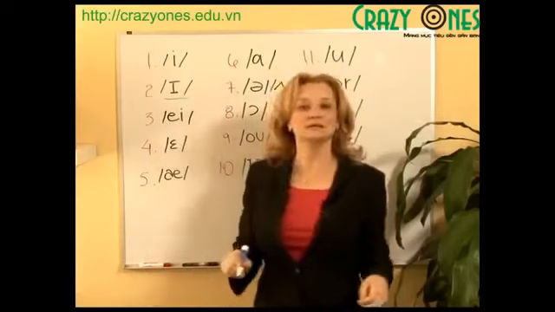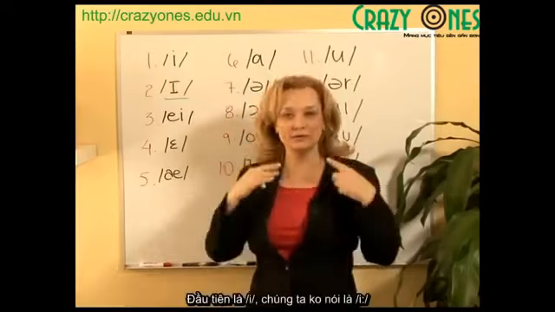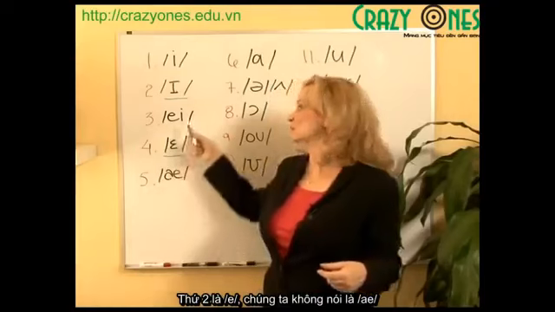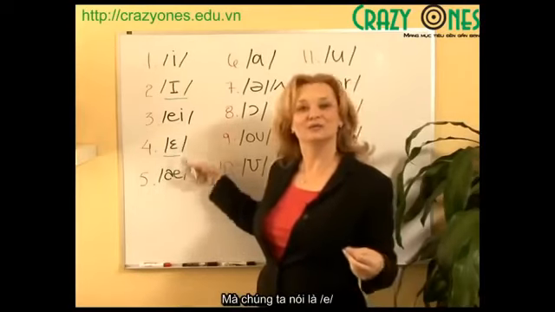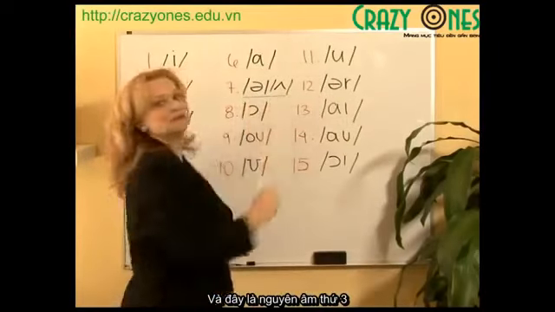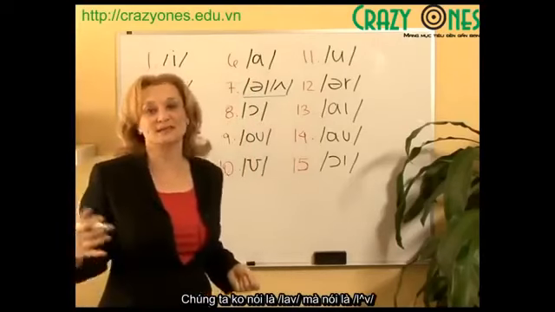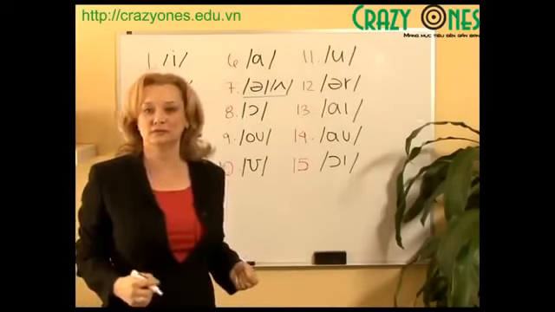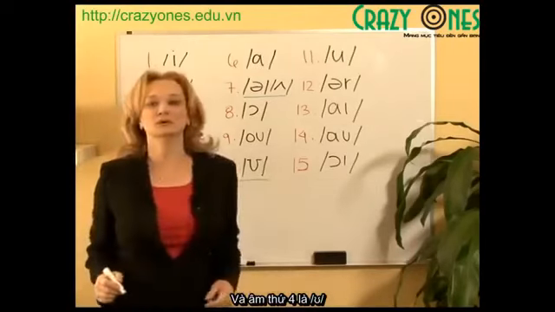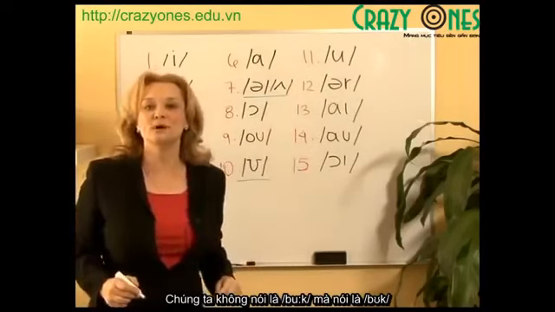The first one is I. So we don't say E, we say I. Very neutral, very relaxed. The second one is E. We don't say A, we say E. The third one is uh. We don't say love, we say love, love. And the fourth one is uh. We don't say book, we say book.